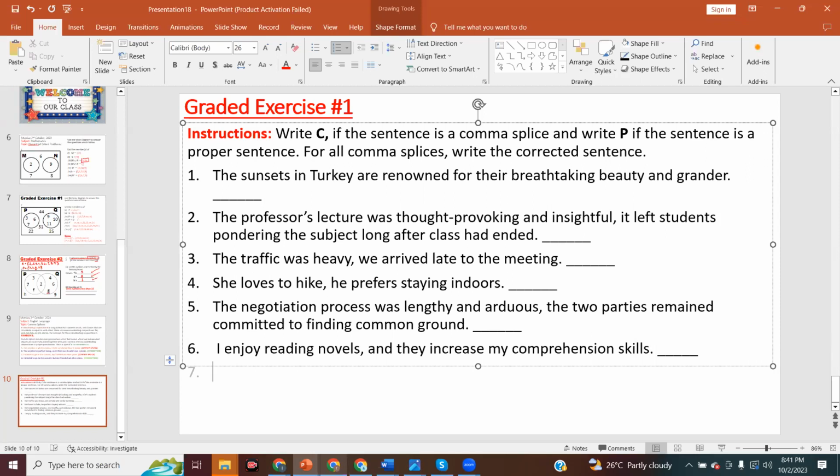If it's a proper sentence, write P. If it's a comma splice, write C, and then write the corrected version, okay?